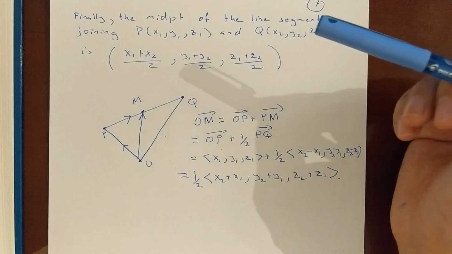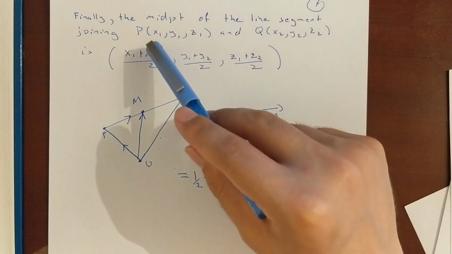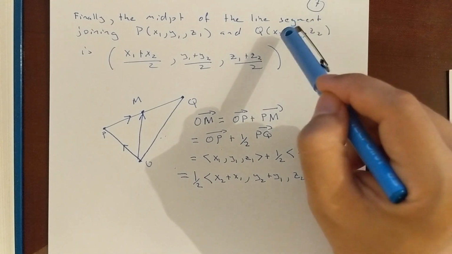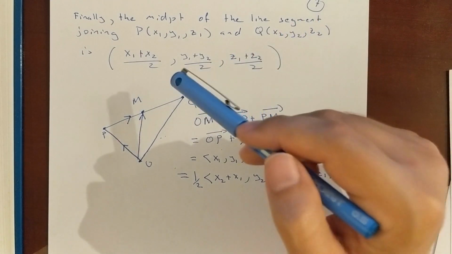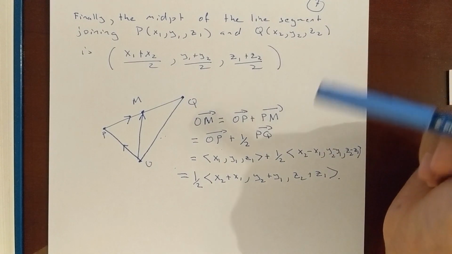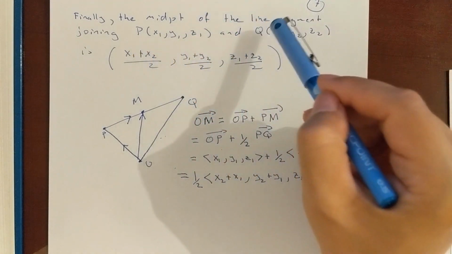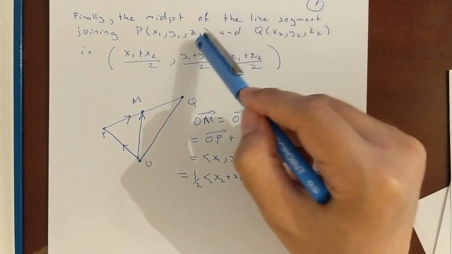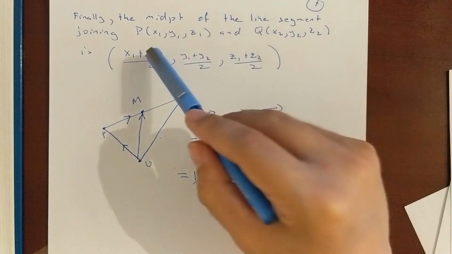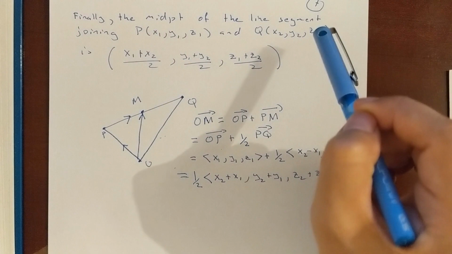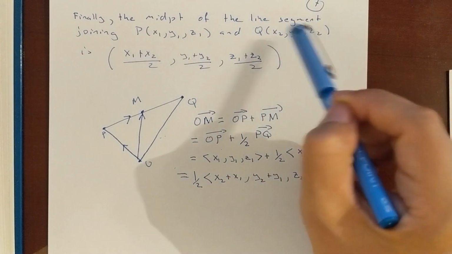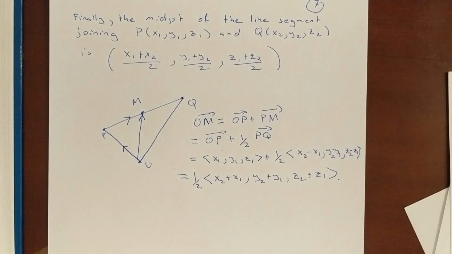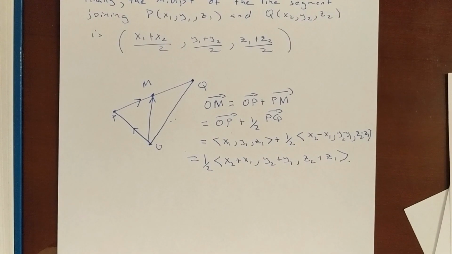Finally, most books have the midpoint of a line segment. So if we have a point P with coordinates x1, y1, z1, and a point Q with coordinates x2, y2, z2, the way we find the midpoint M is we just add x1 plus x2 divided by 2, y1 plus y2 divided by 2, z1 plus z2 divided by 2. In other words, I'm finding the average of the x coordinates. I'm also finding the average of y coordinates. Remember, the average of two numbers is you add them up and divide by 2. And the average of the z components. Well, that makes perfect sense, but why is it that way?